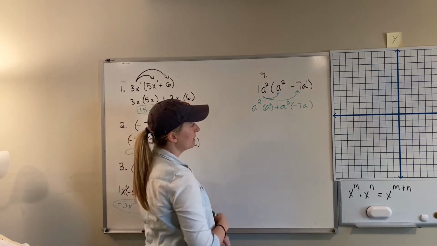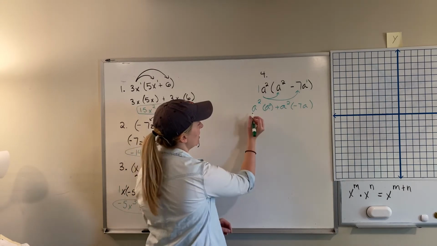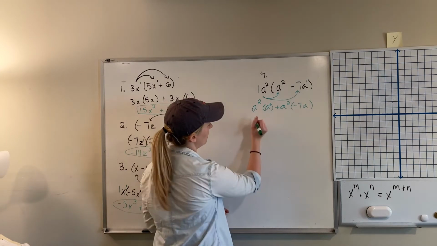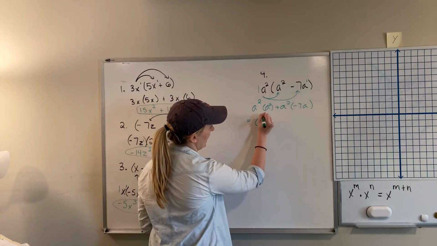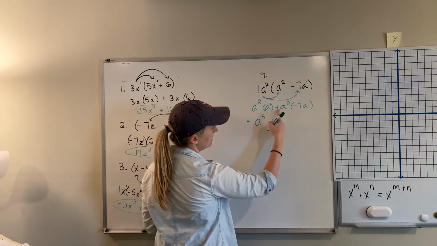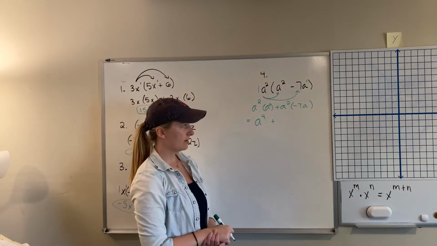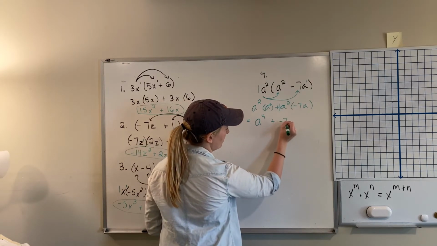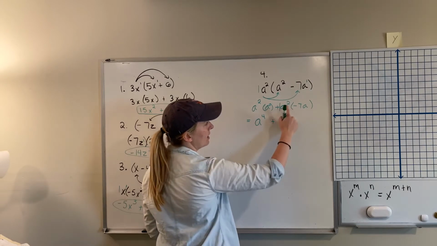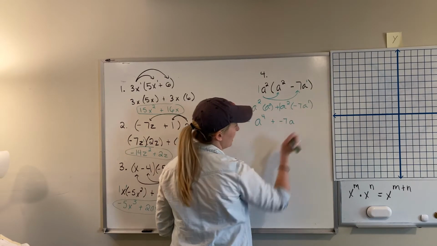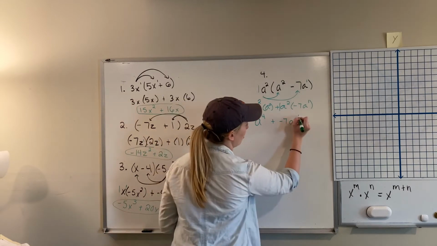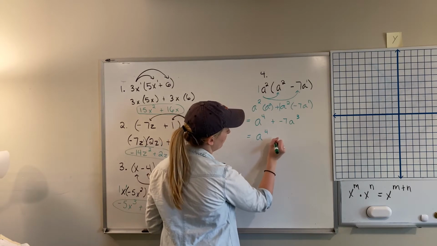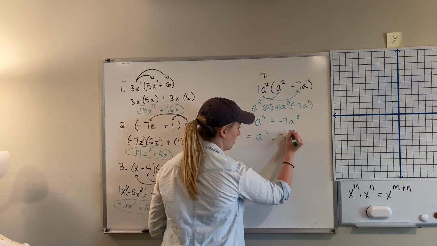a squared times a squared, 1 times 1, so your coefficient is 1. And then you have a to the second times a to the second. Add your exponents, 2 plus 2 is 4. So I really just have a to the 4th plus a squared times negative 7a. You have a hidden 1 right here, so 1 times negative 7 is negative 7. Then you have a to what power? a to the second times a to the first. 2 plus 1 is 3. So my final answer, a to the 4th minus 7a to the 3rd.